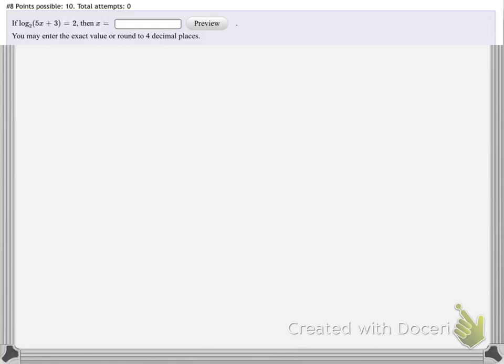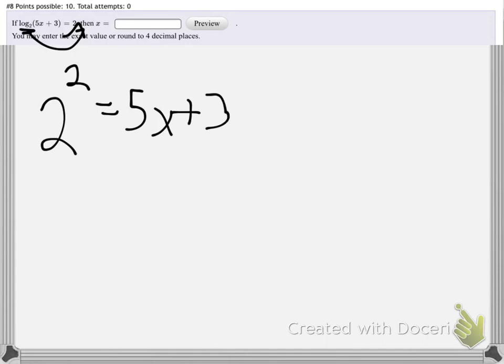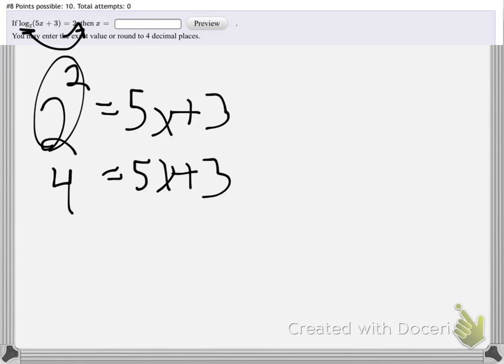On number 8 here, log base 2 of all that mess, 5x plus 3 equals 2, and we've got to solve it. I would recommend that if there are x's stuck inside of the logarithm, let's put it in exponential form and see if it helps. This is base 2 in the logarithm, so it'll be base 2 for us as well, to the 2 power equals 5x plus 3, and that'll be good because that's something we could solve, no big deal. 2 to the 2 is 4, and then we have 5x plus 3 equals that 4.